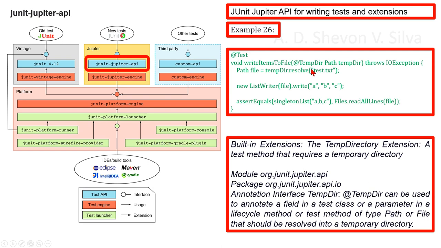The built-in TempDirectory extension is used to create and clean up a temporary directory for an individual test or all tests in a test class. It is registered by default. To use it, annotate a non-final, unassigned field of type java.nio.file.Path or java.io.File with @TempDir, or add a parameter of type java.nio.file.Path or java.io.File annotated with @TempDir to a lifecycle method or test method.